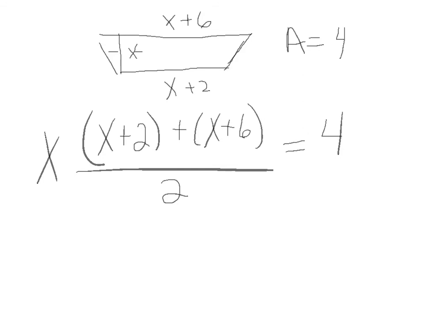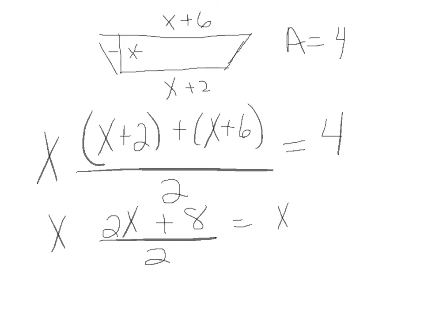So let me go ahead and do that. Adding these two bases together, x plus x gives me 2x. 2 plus 6 gives me 8. I'm going to divide by 2, multiply by x. So if I divide by 2 here, what I'm really doing is splitting these fractions up with 2 underneath them, to say that is really x times 2x over 2 plus 8 over 2.